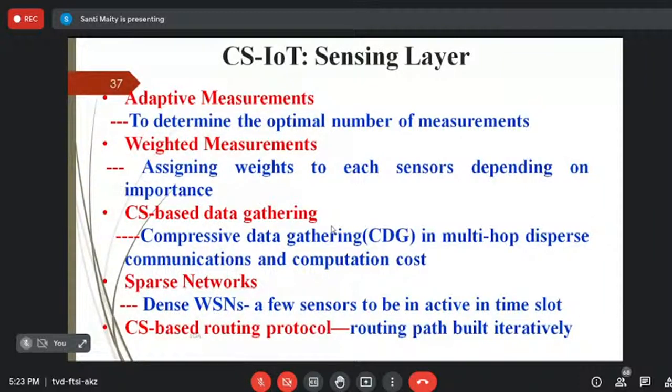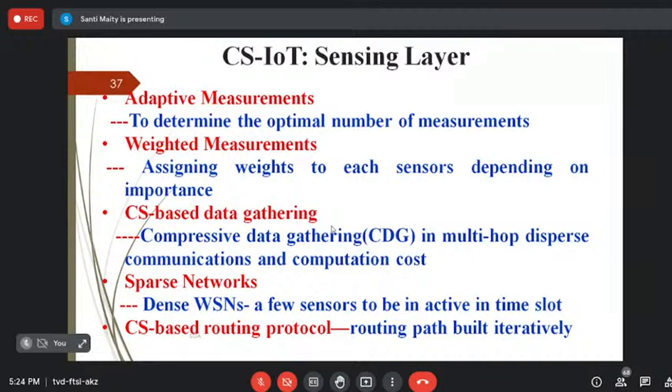Adaptive measurements. As I say, a large number of nodes, so a dense wireless sensor network where the nodes are densely deployed. So we can think about how much sparsity we can exploit. The question is, if you go for fewer measurements, you will have much gain in storage and transmission, but again reconstruction will suffer. So it needs an optimization problem.